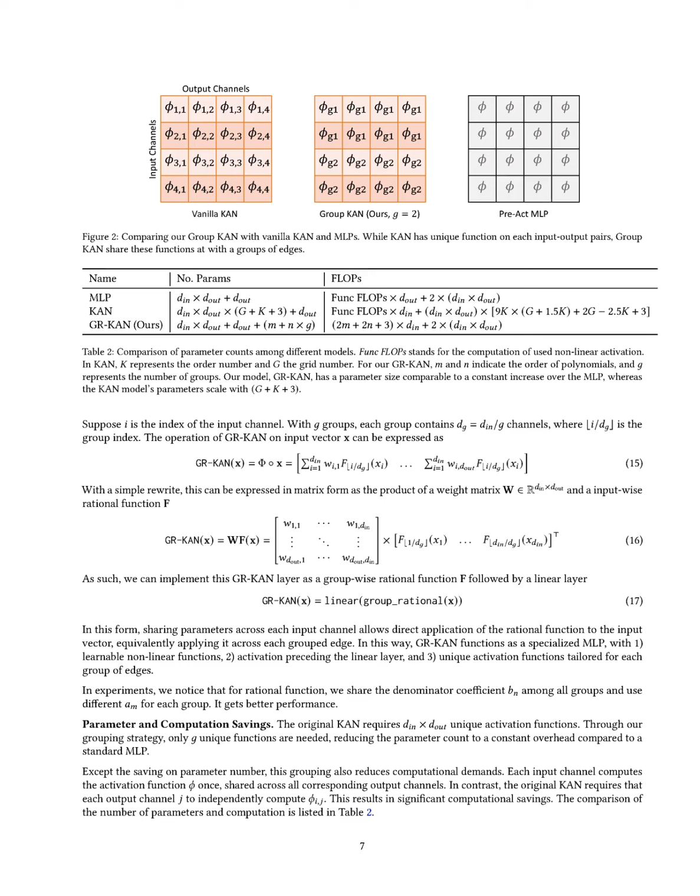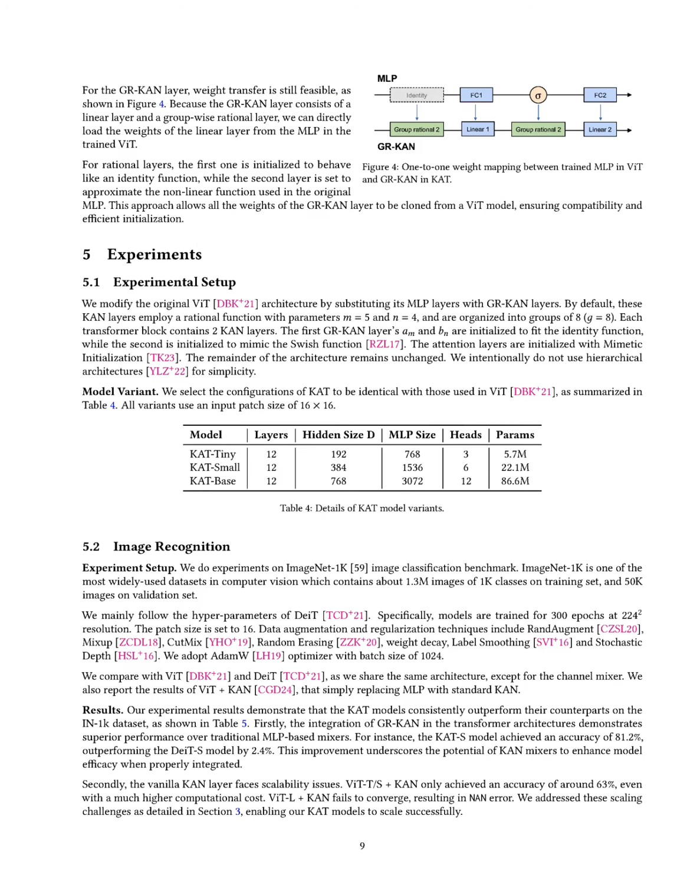By sharing the parameters of the rational function across the two groups, the GR-KAN reduces the number of unique functions needed from 8, 1 for each input-output pair, to just 2, 1 for each group, significantly lowering both the parameter count and computational demands. This design allows the GR-KAN to efficiently process the input while maintaining the expressiveness of the model, ultimately leading to improved performance in tasks like image recognition.